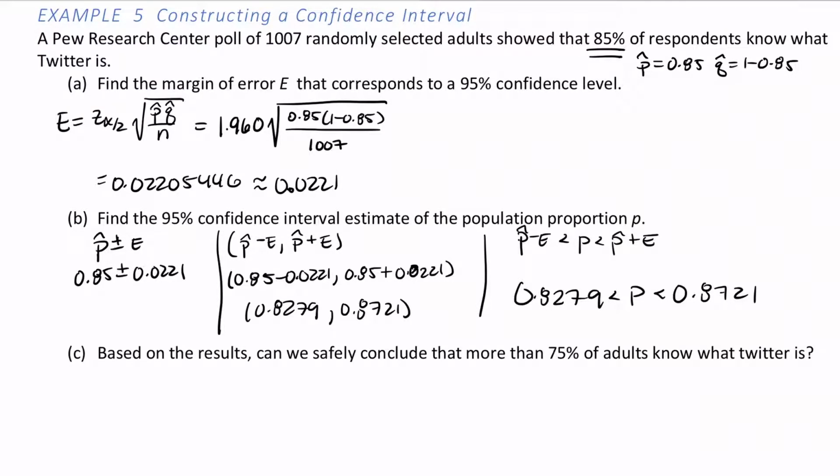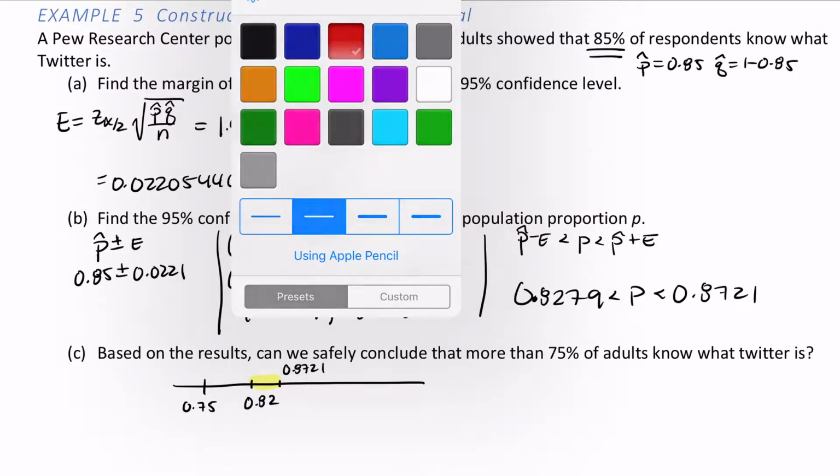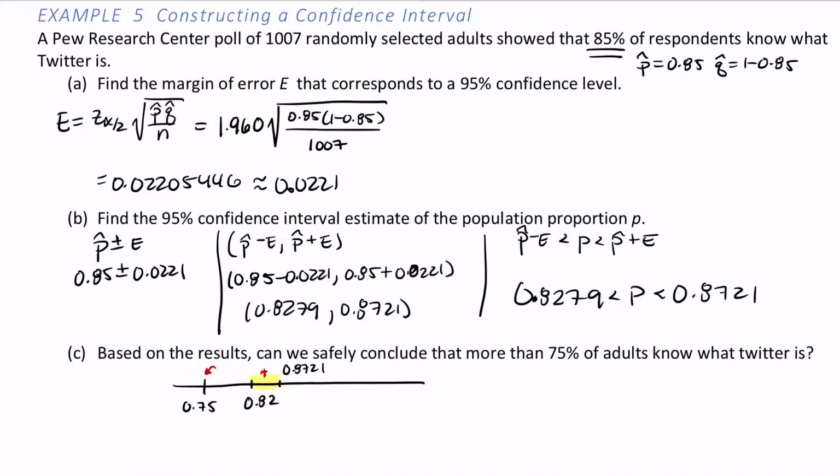Based on the results, can we safely conclude that more than 75% of adults know what Twitter is? Well, where is 75%? So if I were to draw a number line, 75% would be here. And if you notice, 82% would be about here. And 0.8721 would be about there. And we are 95% confident that the true population proportion lies here. So this is definitely larger than 0.75. So we can definitely safely conclude that more than 75% of adults know what Twitter is.